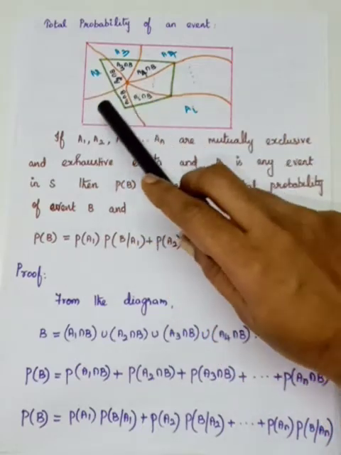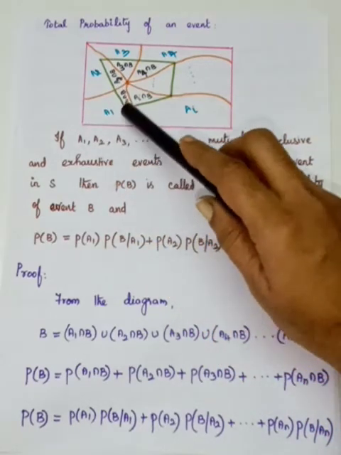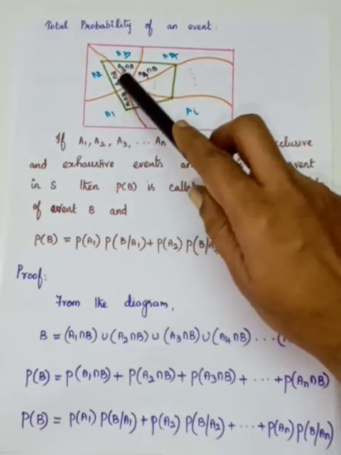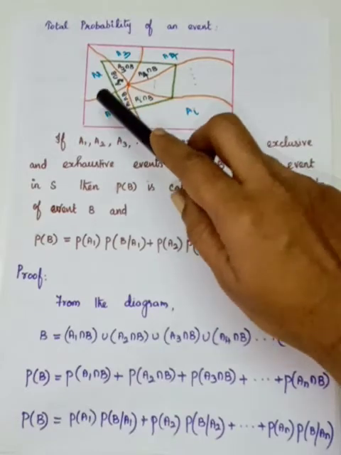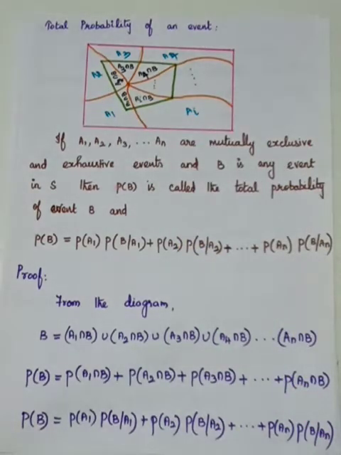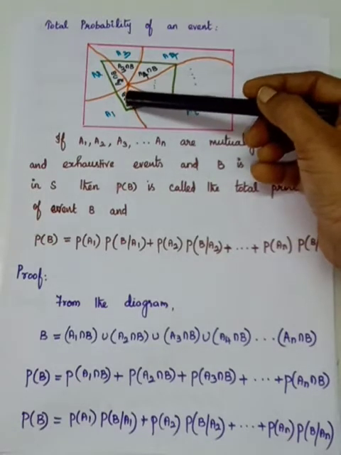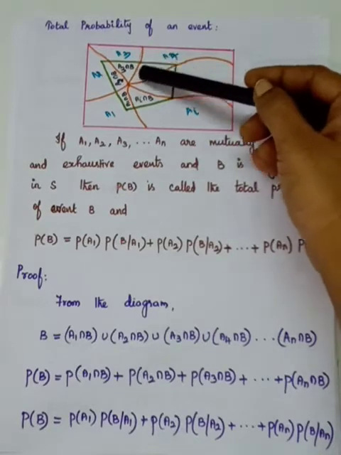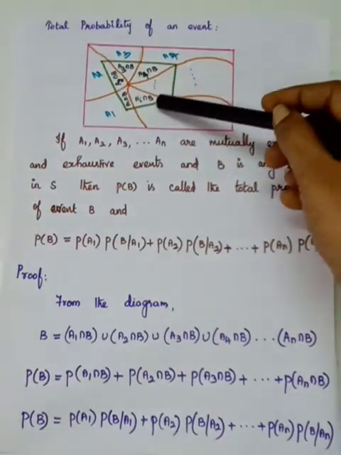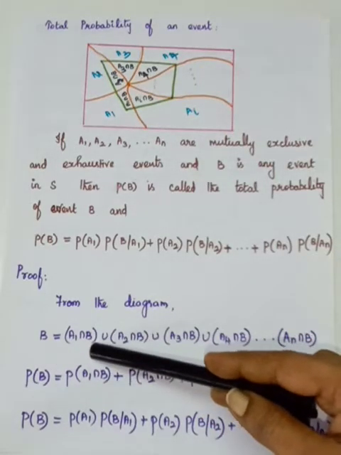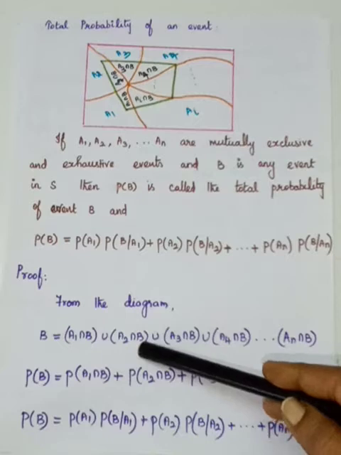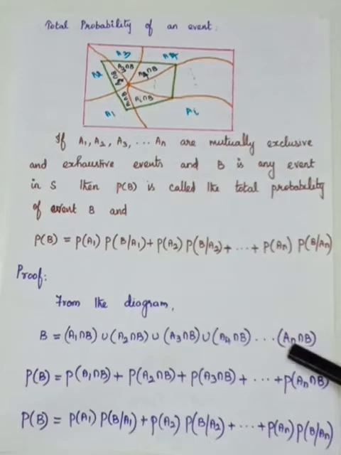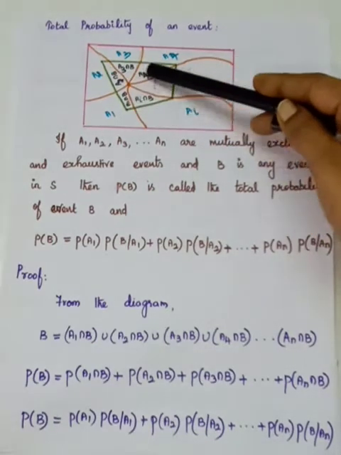So here, first you consider this part, A1 along with B. What I have written in black color is A1 intersection B. This is the area where A1 and B are common. So therefore this part is A1 intersection B. This is A2 intersection B. This is your A3 intersection B, A4 intersection B, etc. So therefore the event B can be written as A1 intersection B union A2 intersection B, union A3 intersection B, union A4 intersection B, etc., An intersection B.